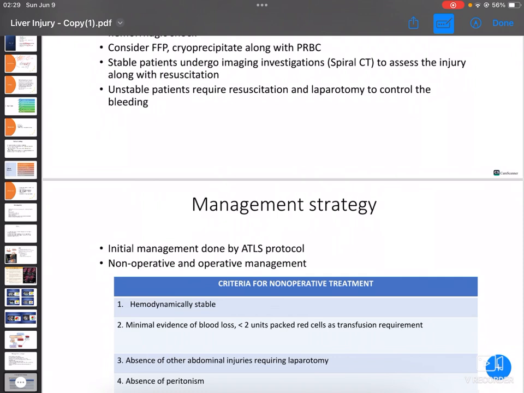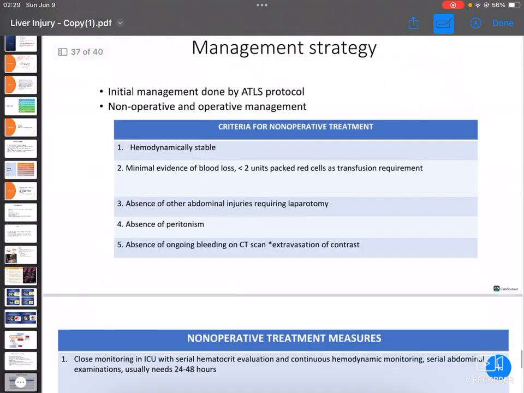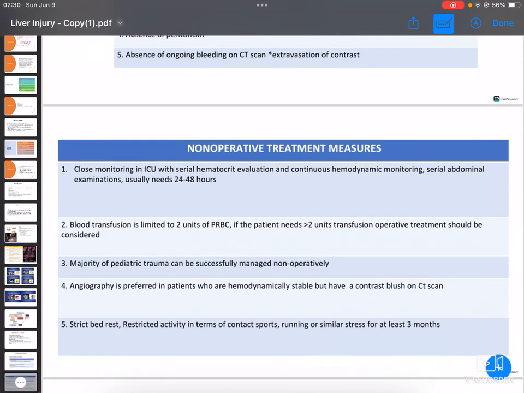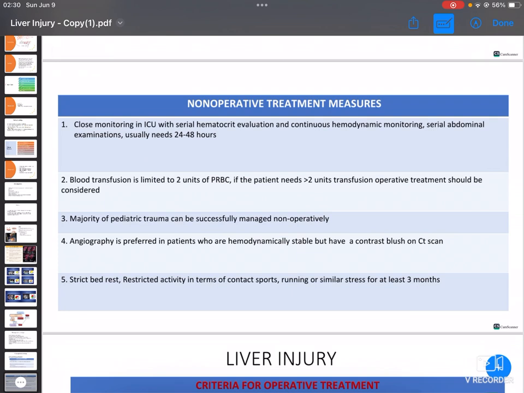Management strategy: initial management by ATLS protocol, then non-operative and operative management. Criteria for non-operative treatment: hemodynamically stable, minimal evidence of ongoing blood loss, less than 2 units of packed RBC transfusion requirement, absence of abdominal injury requiring laparotomy, absence of peritonism, and absence of ongoing extravasation of contrast on CT scan. Non-operative treatment measures: close monitoring in ICU with serial hematocrit evaluation and continuous hemodynamic monitoring, serial abdominal examination, usually for 24 to 48 hours. Blood transfusion is limited to 2 units PRBC, and if the patient needs more than 2 units of transfusion, operative treatment should be considered.